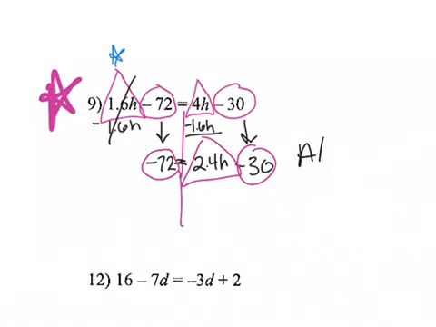Okay, now it's a 2-step equation. I've got to add or subtract first. What do I want to add or subtract first? That 30. If it's minus 30 or negative 30, I've got to add it. So plus 30. In your calculator, negative 72 plus 30 should give me negative 42.